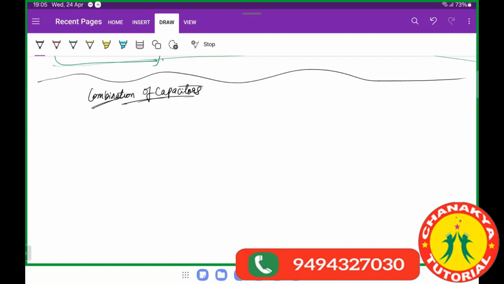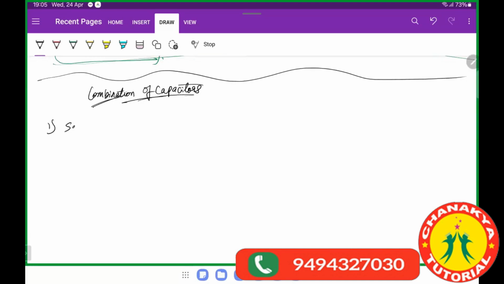Okay, so first one, series combination. Okay, so these are in series. The charges will be the same, because as they are in series, the charge flowing across them will be the same.